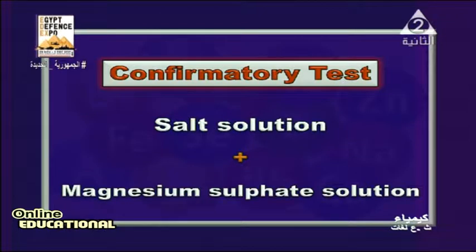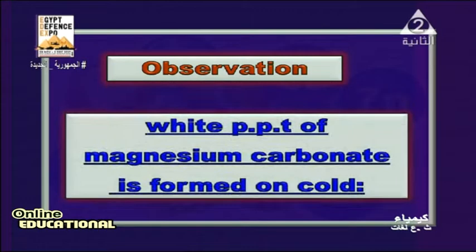Here is the salt solution plus magnesium sulfate solution. What happens? A white precipitate of magnesium carbonate is formed in the cold, as the following animation shows. My dear students, on adding the magnesium sulfate solution to the salt solution, it gives a white precipitate of magnesium carbonate. So now we know the carbonate radical is present.